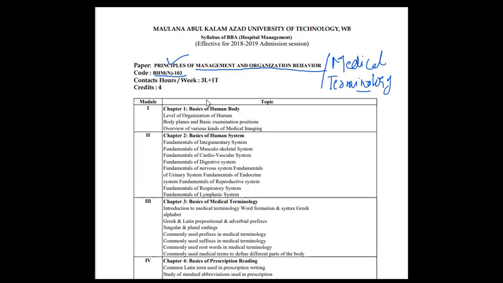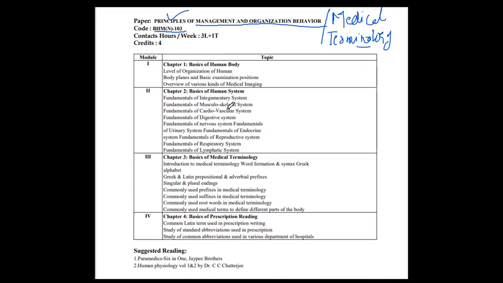Now going into the details of the syllabus, what I first see is that the syllabus is entirely divided into 4 different modules, right? And in each of these modules you are going to have a chapter. As you can see, I will be encircling the word chapter and the name of the chapter as it is given in the syllabus: basics of the human body. Then chapter 2, which comes under module 2, deals with the basics of human systems.